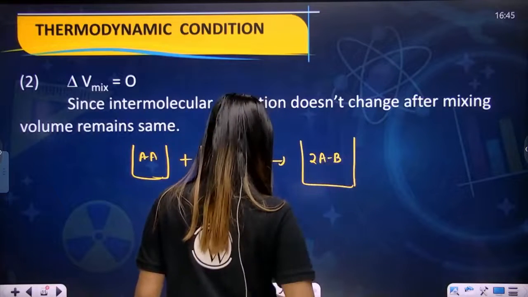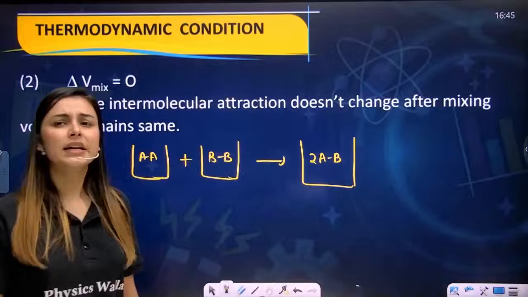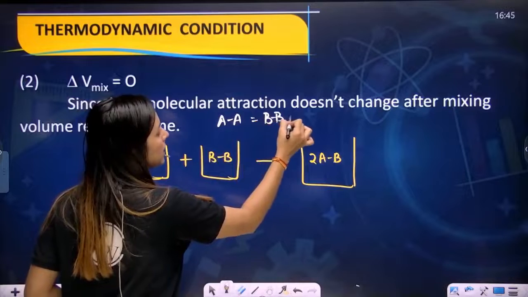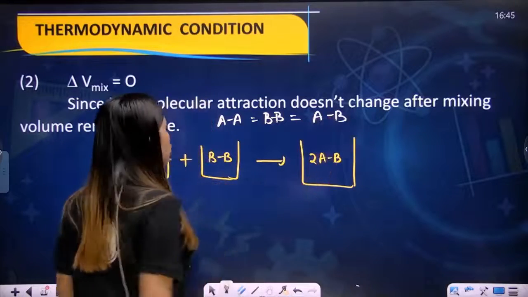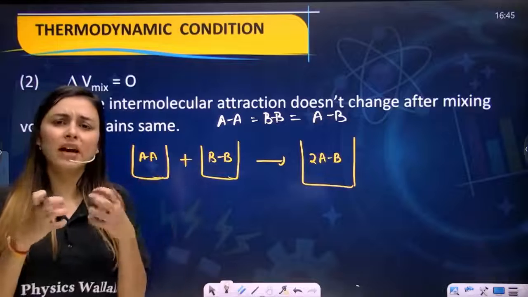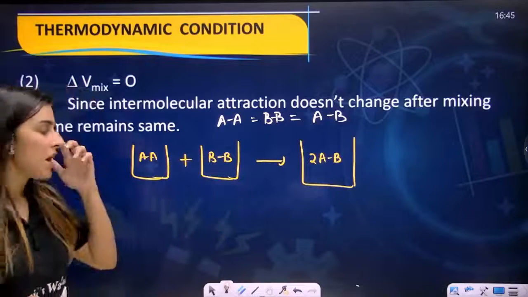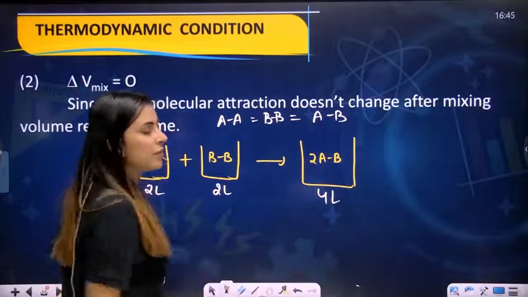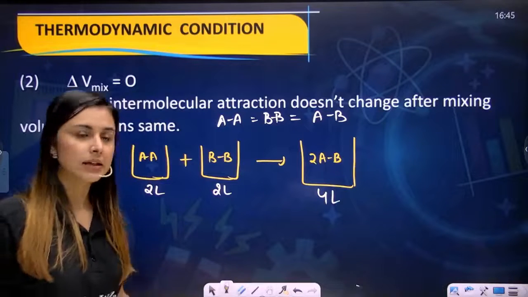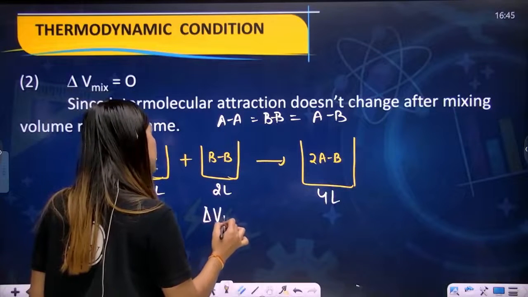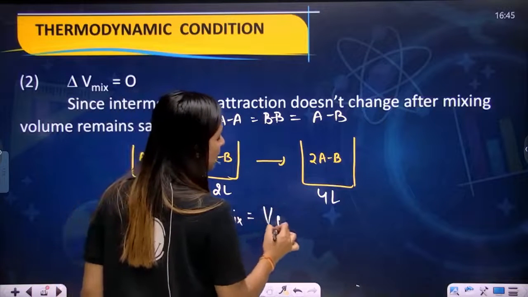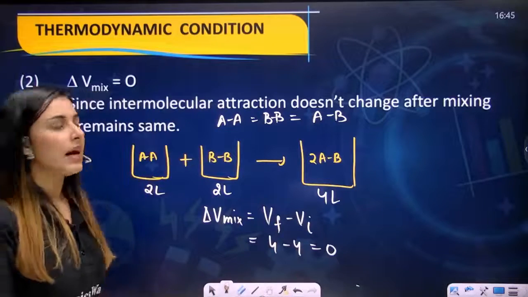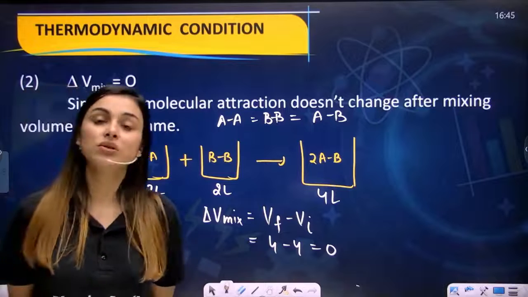Now, my dear students, if the interactions are same, we know that AA interactions are equal to BB interactions are equal to AB interactions. So if the interactions are same, molecules will be equally spaced. So if the volume here is 2 liters and here also the volume is 2 liters, then the total volume here will be 4 liters because the interactions are same, right? Yes. So if you find delta V mixing, that is volume final minus volume initial, it will be 4 minus 4, which is equal to 0. Yes, that is the reason delta V mixing is also equal to 0 for an ideal solution.